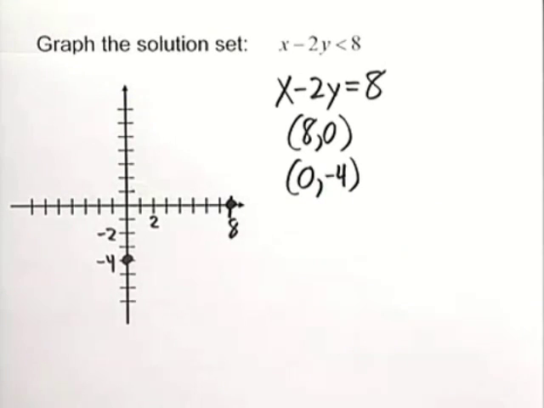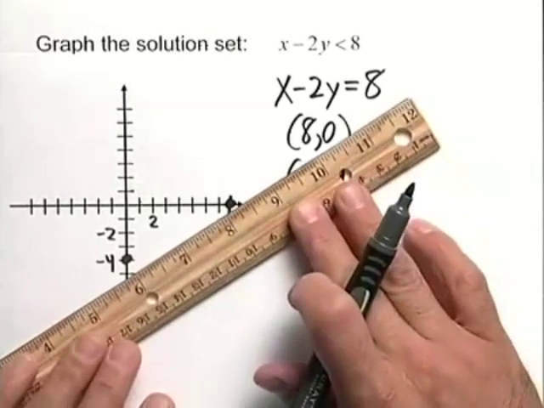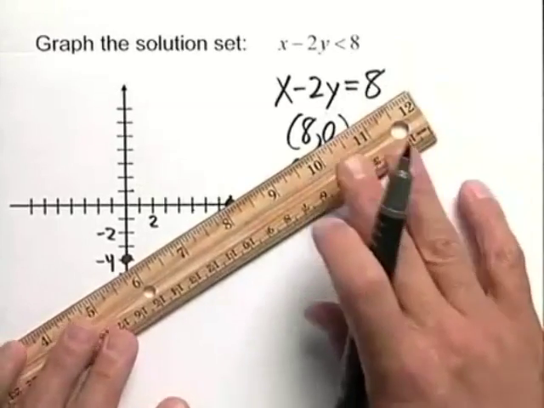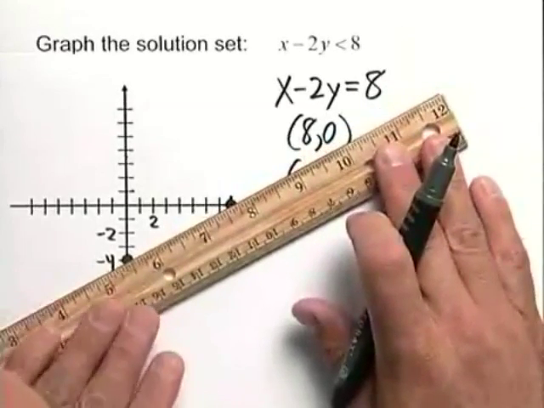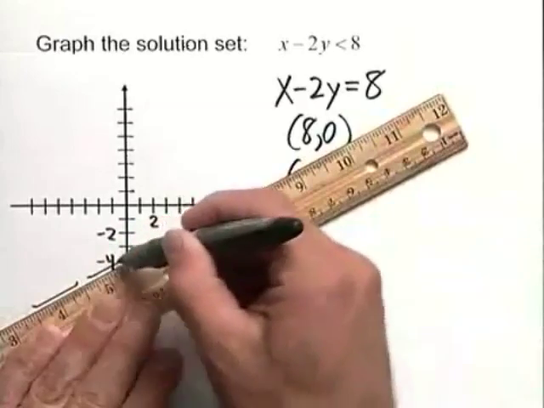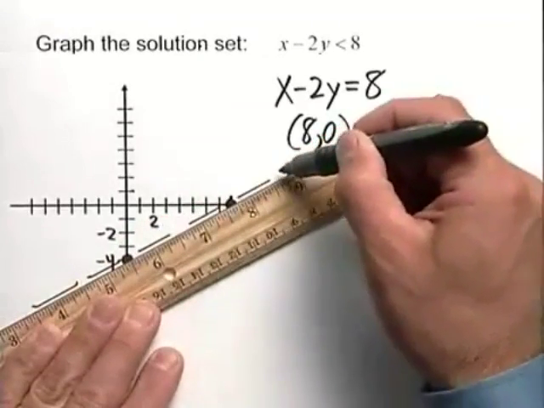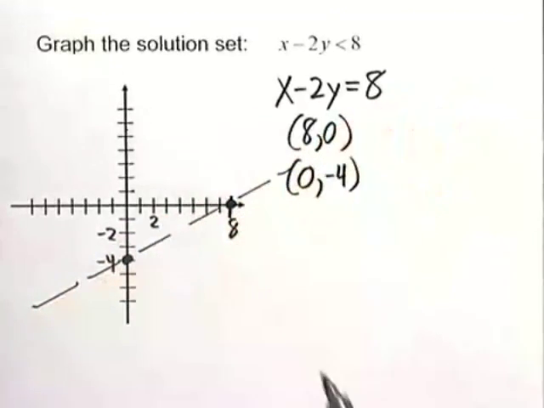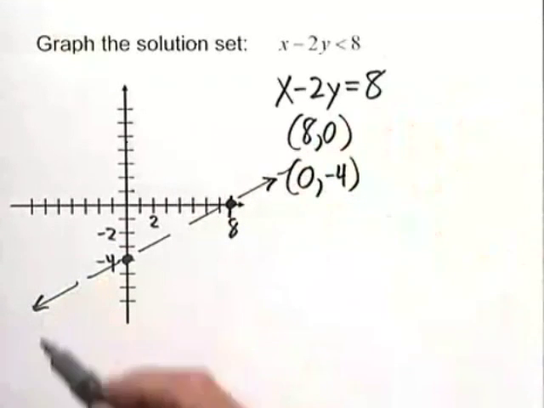Now, one thing you have to be careful about when you're graphing the boundary line here is because we have strictly less than, we have to use a dotted line to represent the fact that points on our boundary line are not included in our solution. So that's a very important part of graphing linear inequalities.